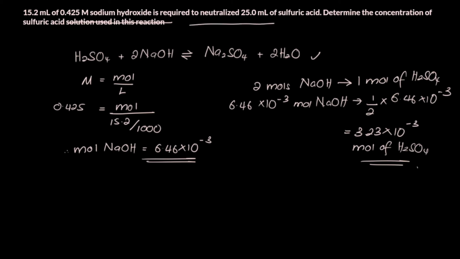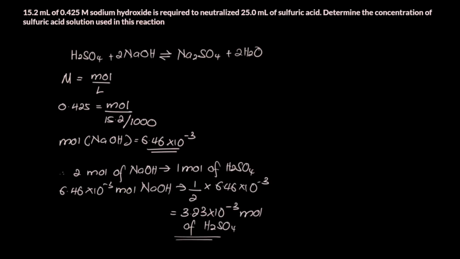So what else is given to you? It states here that this much is required to neutralize 25 milliliter of sulfuric acid. So basically when you have the volume and you have the number of mole, you can find the molarity of your sulfuric acid. Alright, since the question wants you to determine the concentration of your sulfuric acid and you already know the number of mole and also the volume, you can find the molarity, which is mole per liter.